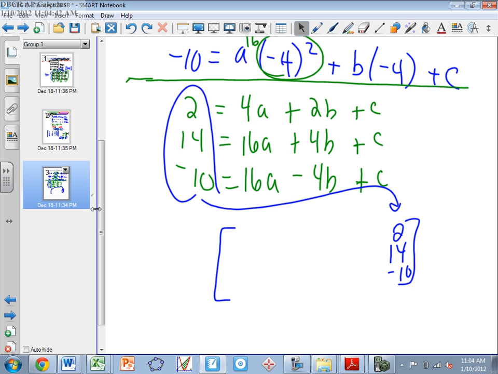Three of them, one for each of you guys, okay? Huh? Awesome. Again, solve with a matrix, please.